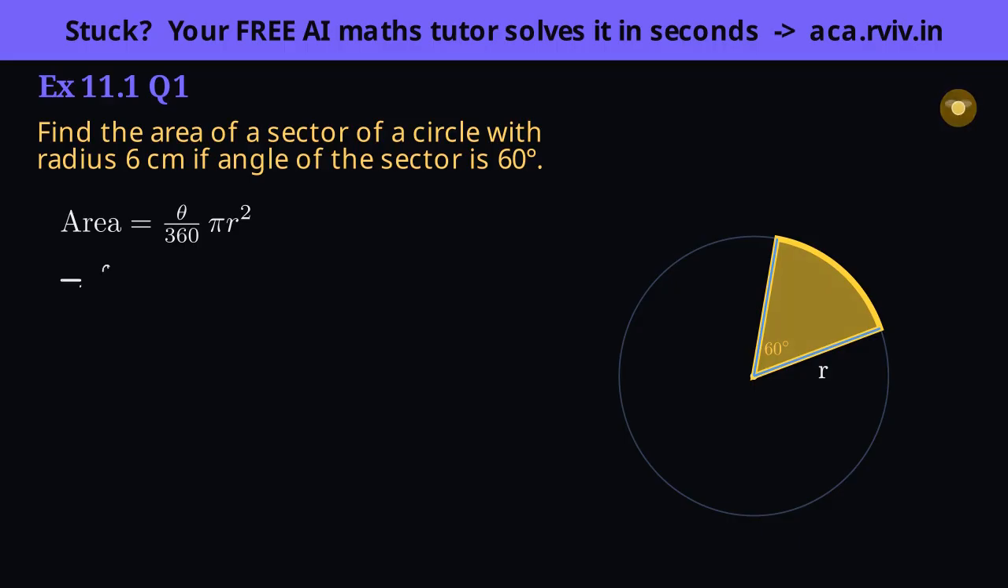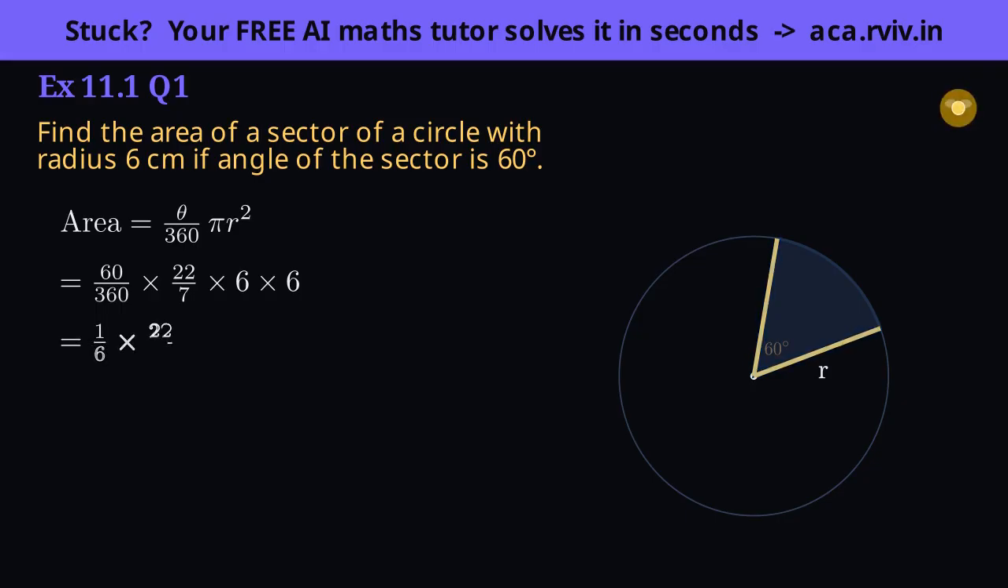Now we replace the letters with the given numbers. R is 6, theta is 60, and for pi we choose 22/7. Here 6 isn't a multiple of 7, but the angle will do the cleaning for us, as you'll see. Simplify the fraction first, always. 60/360 cancels to 1/6, which is the plain fact that a 60-degree slice is 1/6 of the full 360 circle.